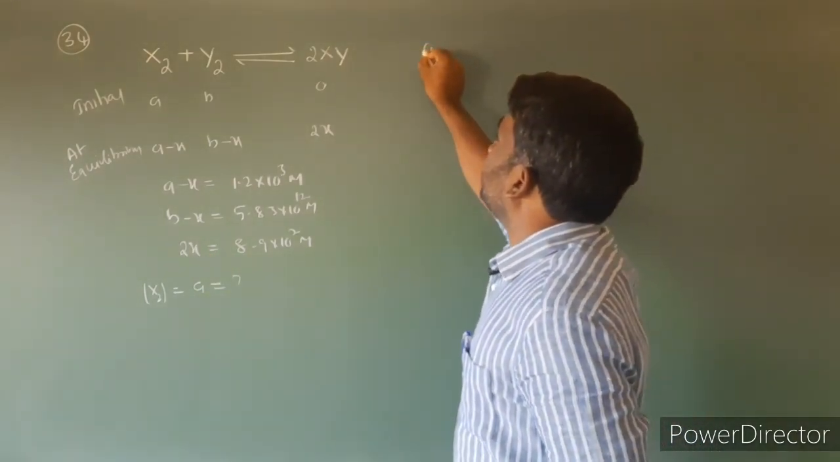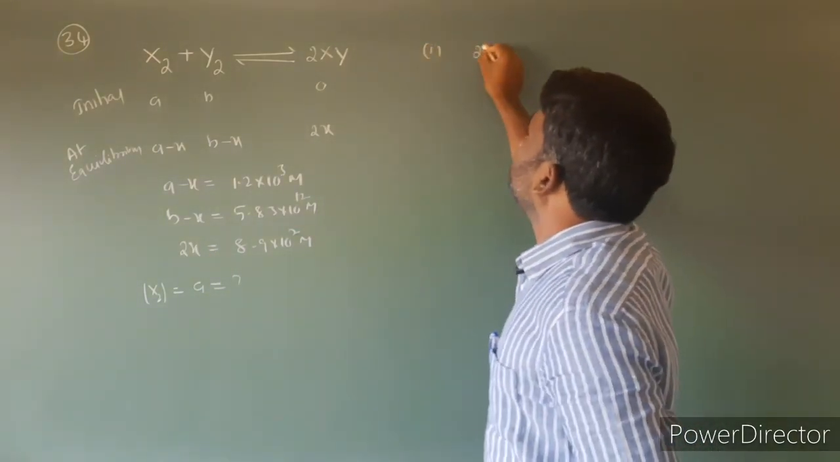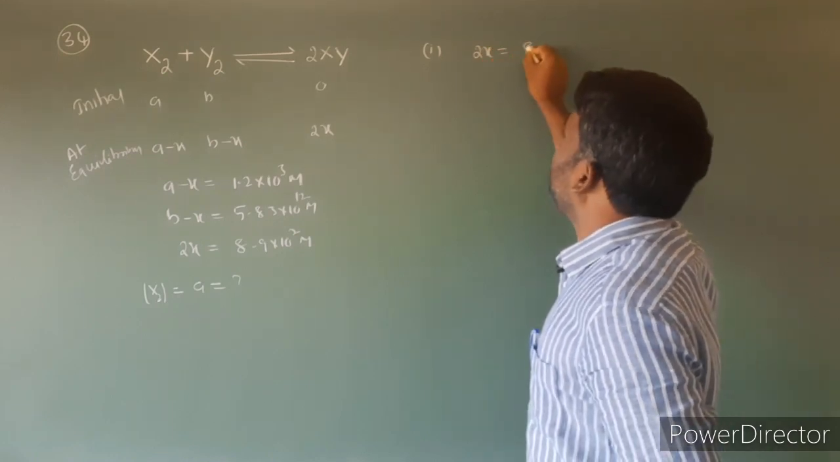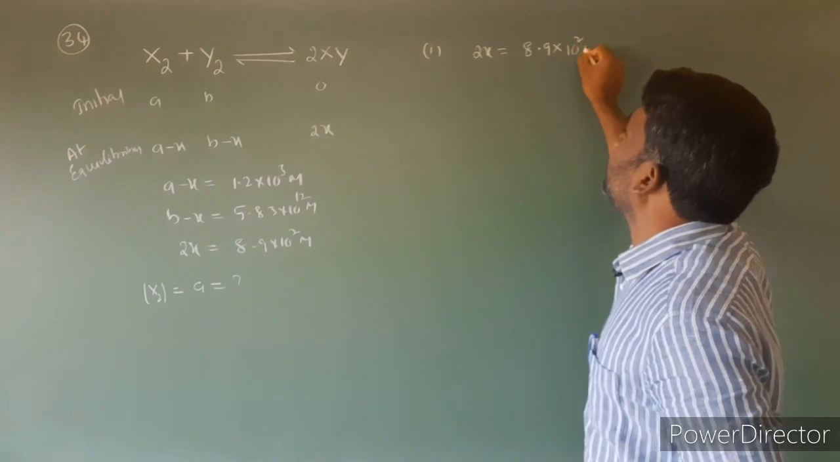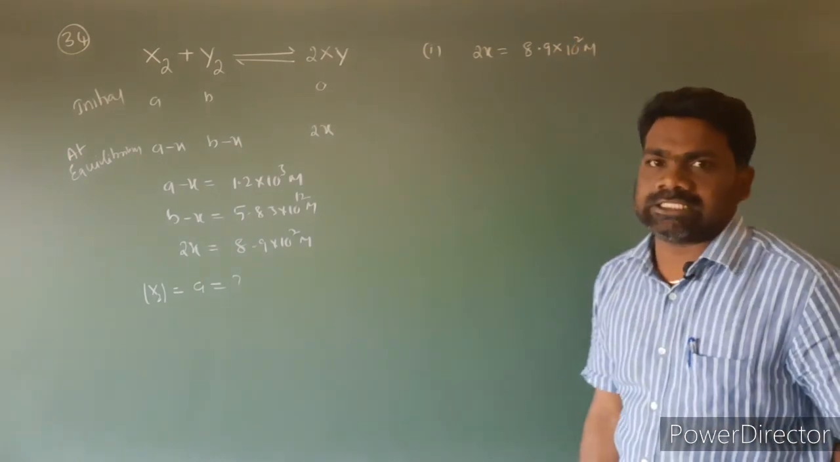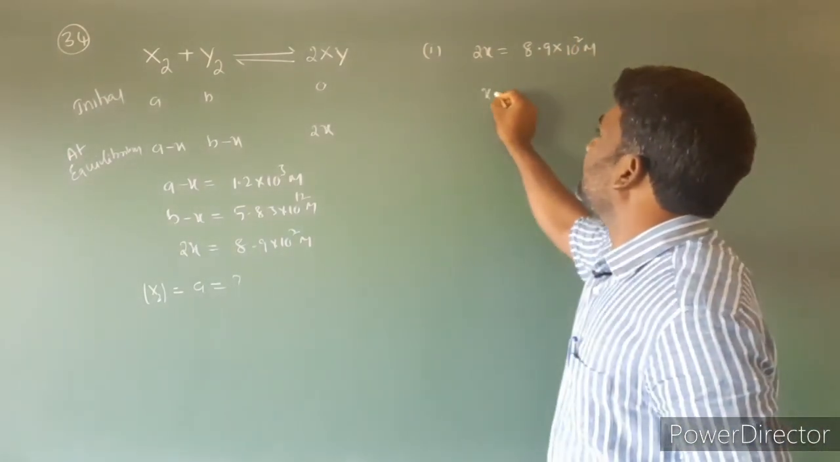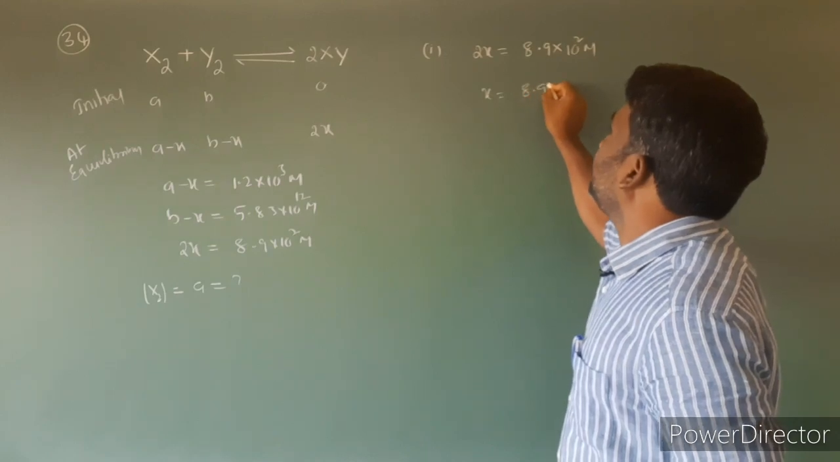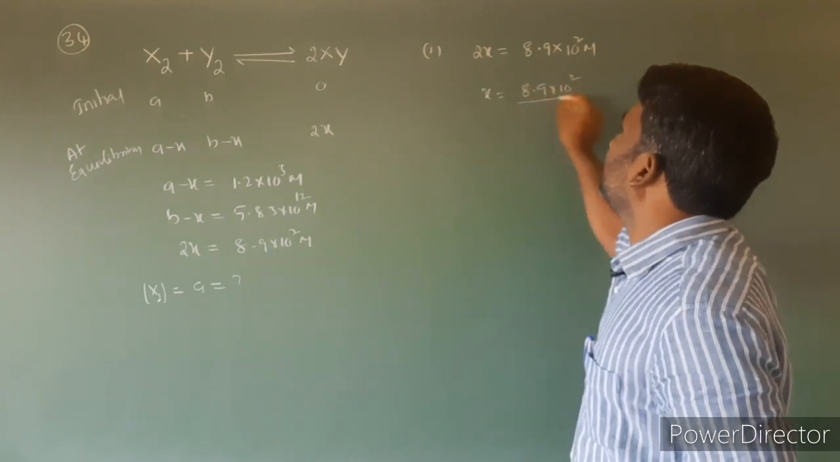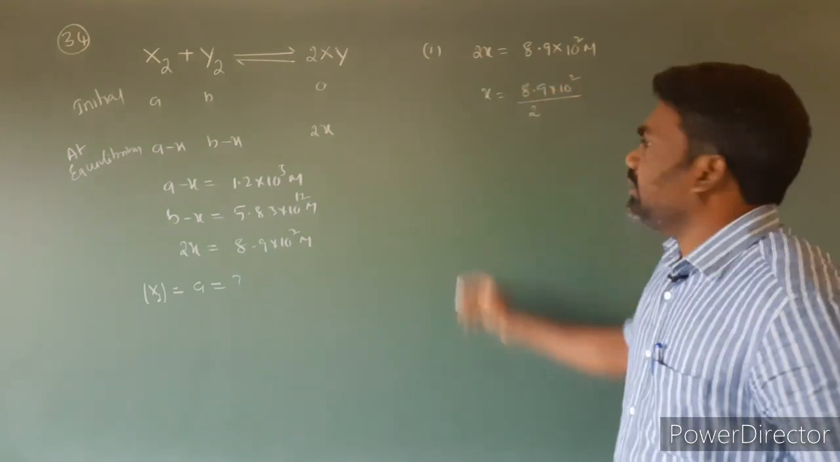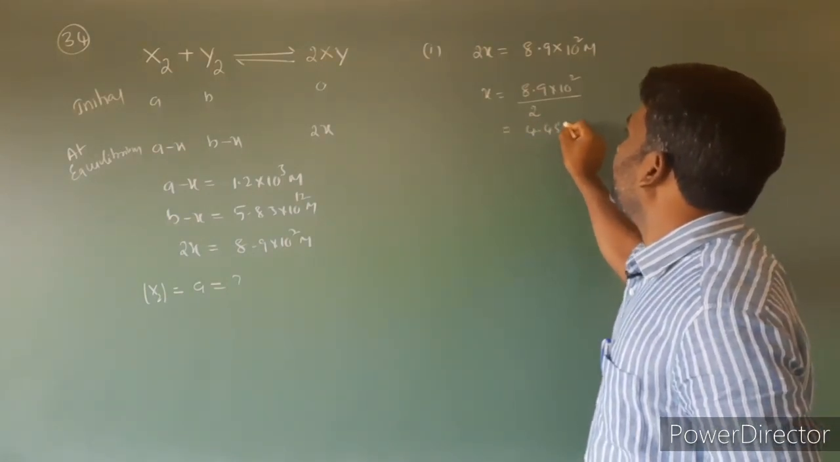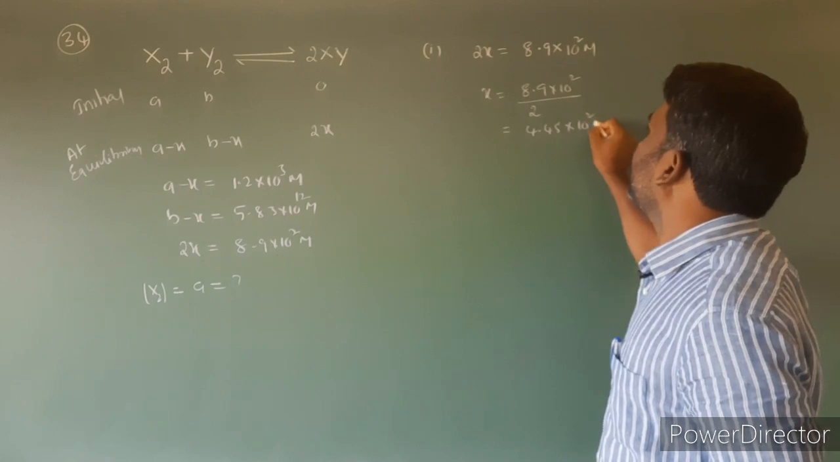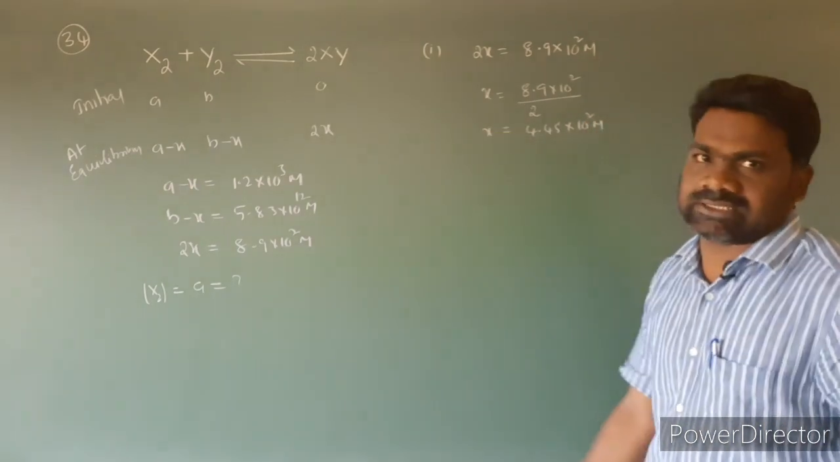Then from the first item, taking 2x is equal to 8.9 into 10 power 2 m. So first we have to find out the x value. Then x is equal to 8.9 into 10 power 2 by 2. Then we'll get 4.45 into 10 power 2 m. So this is the value of x.